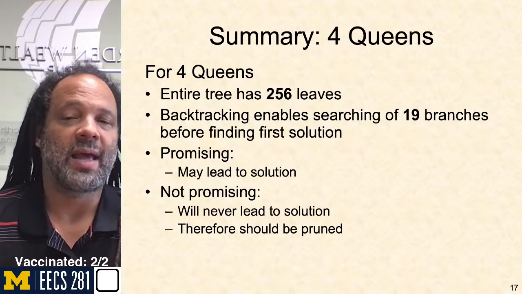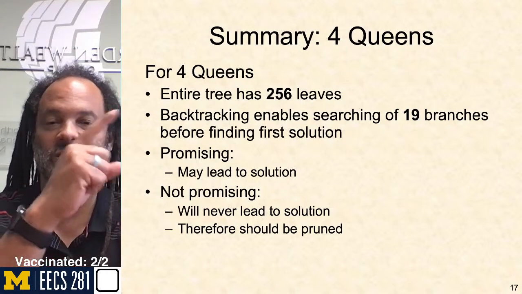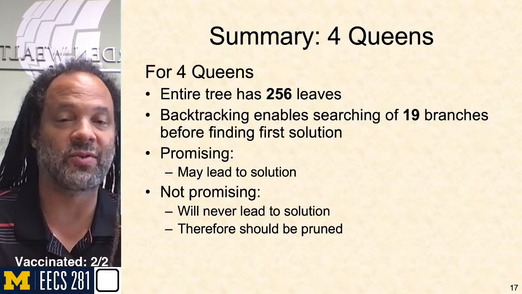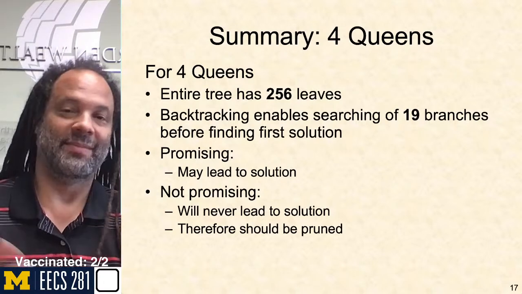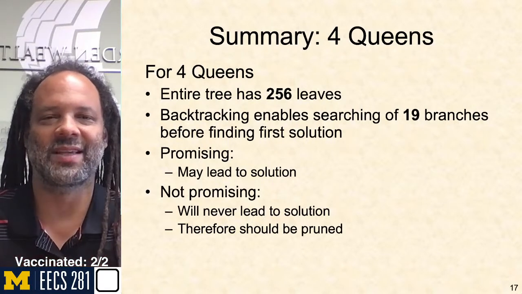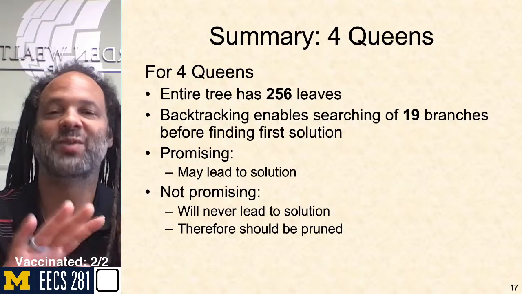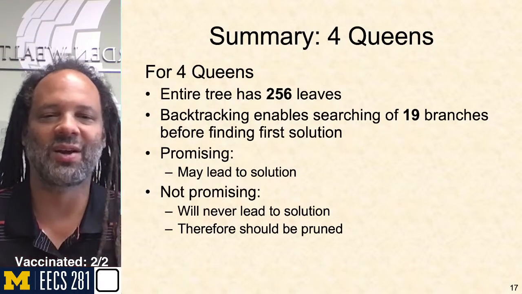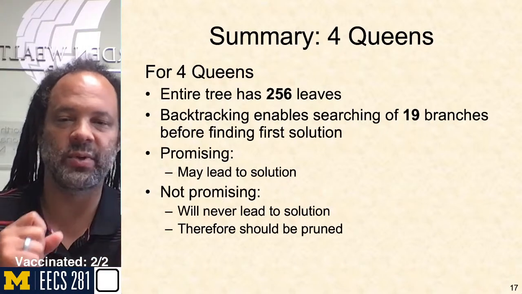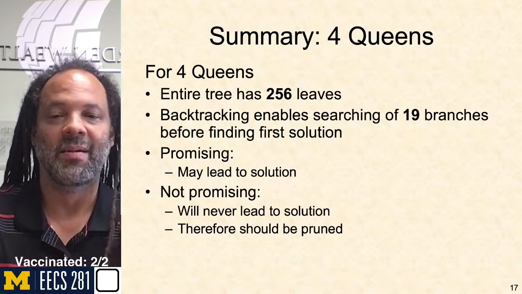The backtracking algorithm that we're looking at is going to allow us to search just 19 of those 256 branches before we find the first solution. So if you're keeping track, that's fast. It's better than 256 if we're looking at that as the brute force version of it. 19 is pretty nice, and then it only gets much better as we get into larger and larger values of n. Promising, remember, may lead to a solution. Not promising will never lead to a solution, so we can prune that.